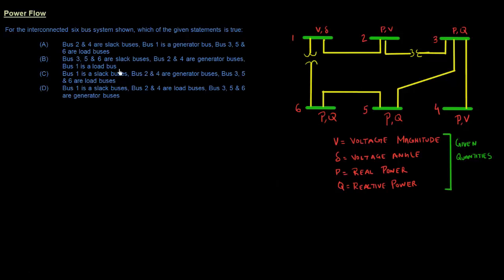So there are three different types of buses. There's the slack bus, there's the generator bus, and there are the load buses. And here in the statements, we've been given different combinations, whether 2 and 4 are a slack bus or 3, 5, and 6 are a slack bus. So what we'll do is we'll try and understand what these different types of buses are, how we define them, how we differentiate between them, and that will be the takeaway from today's video that I'd like you to go home with.